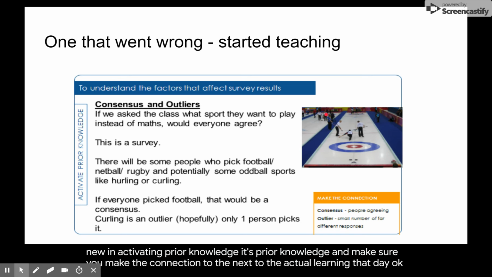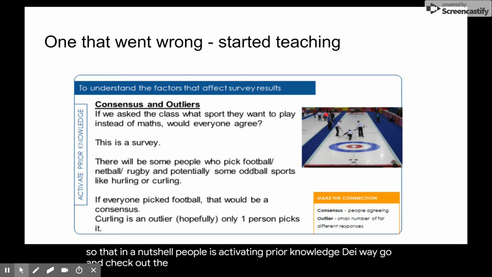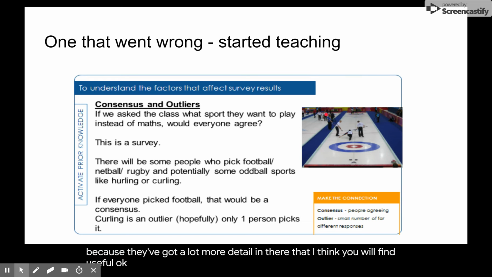Okay, so that, in a nutshell, people, is activating prior knowledge the EI way. Go and check out pages 90 to 94 in the Explicit Direct Instruction book, because they've got a lot more detail in there that I think you will find useful. Okay, so that's it for this section.